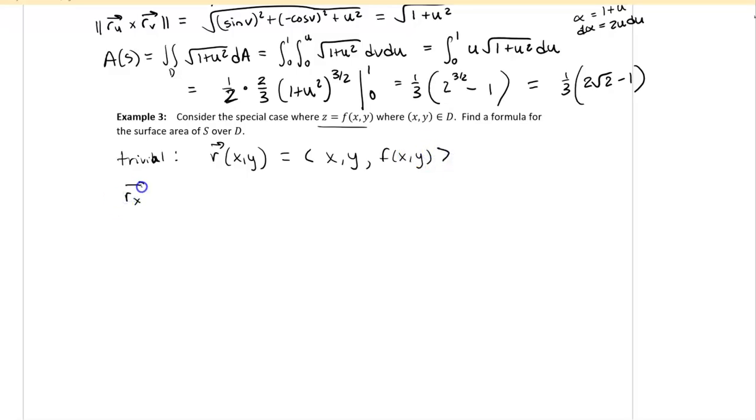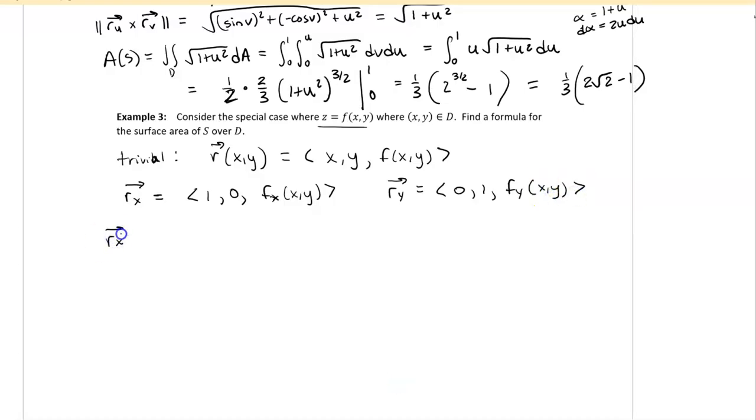So we need our two partial derivatives here. The derivative of r with respect to x is going to give us 1, 0, and then our partial of f with respect to x, and then our r sub y is going to be 0, 1, and then the partial of f with respect to y.